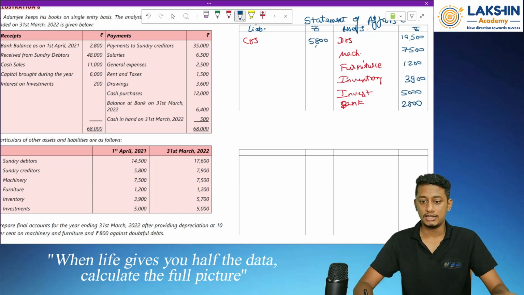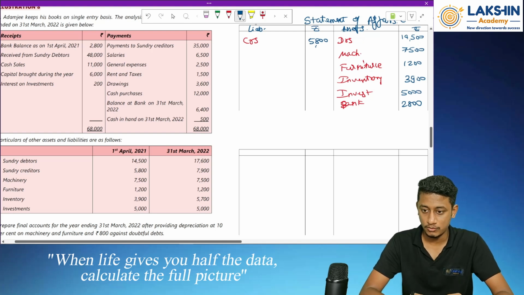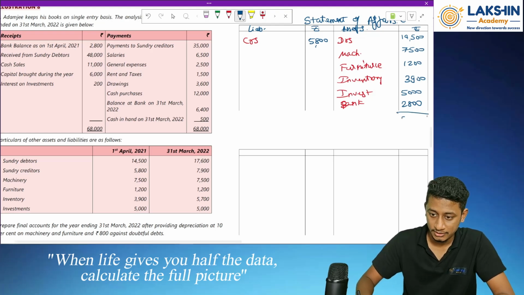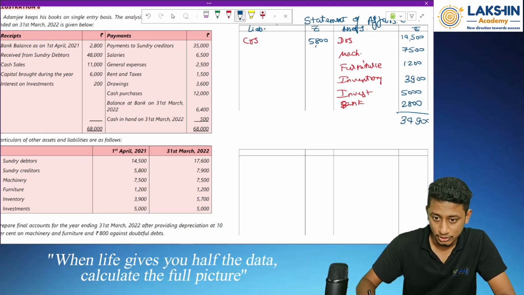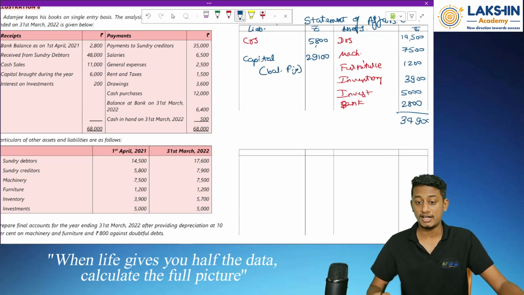Okay, now find out the difference figure over here. 14,500 plus 7,500 plus 1,200, 3,900 plus 5,000 plus 2,800. What would the total be? 34,900 minus 5,800. So 29,100 will be what? My value of capital. This is my balancing figure. 29,100 will be my balancing figure.